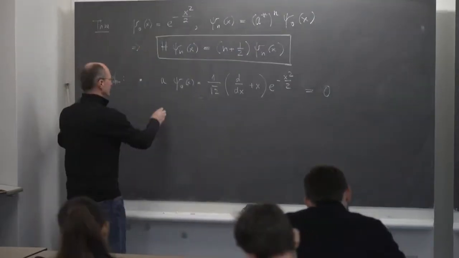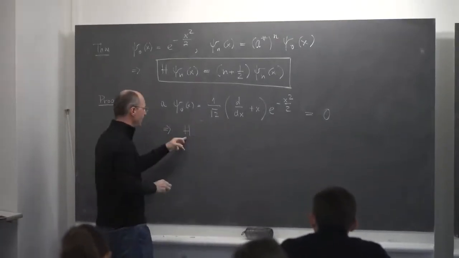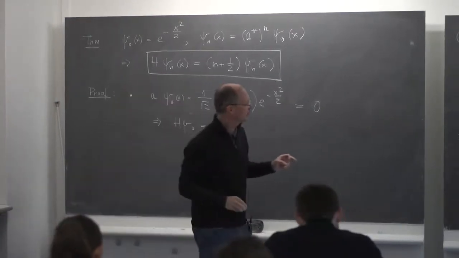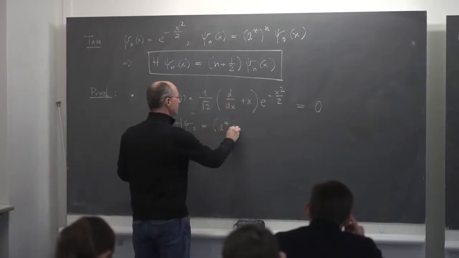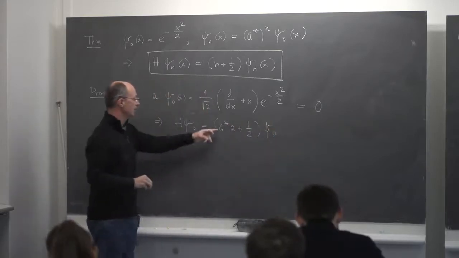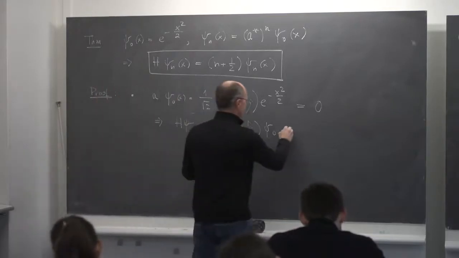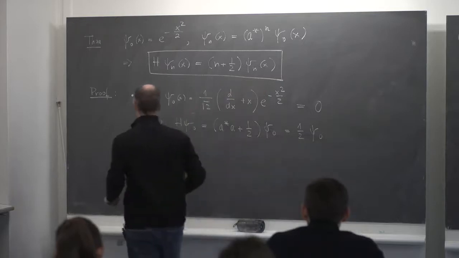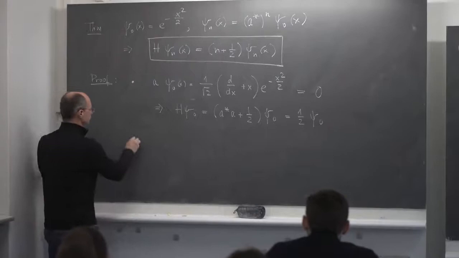Okay. So this observation implies that when I act by h on psi naught, by the formula that I have over there, it is a star a plus 1/2 acting on psi naught, but a acts by 0 on psi naught. And therefore, this is equal to 1/2 psi naught.